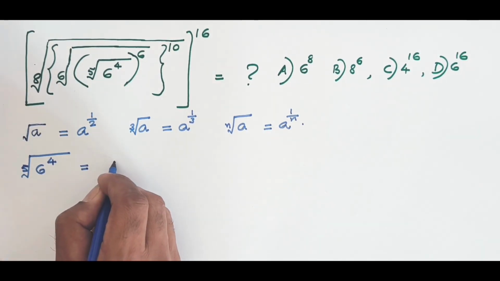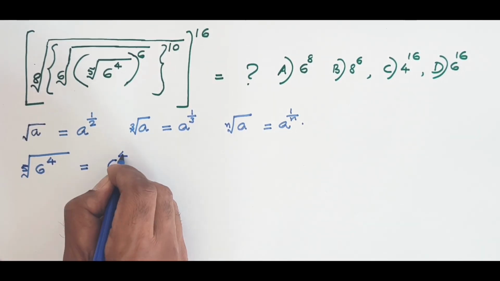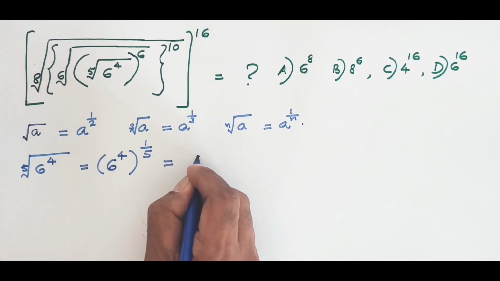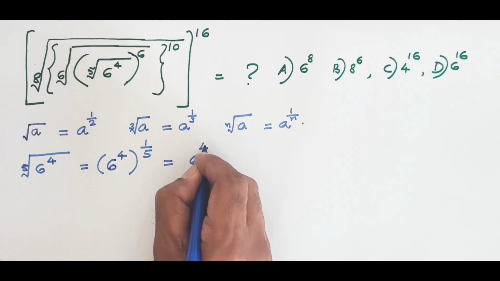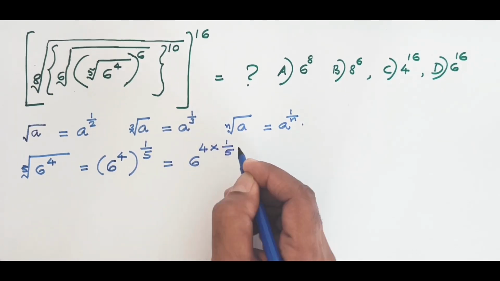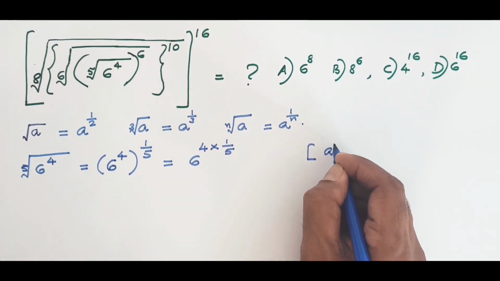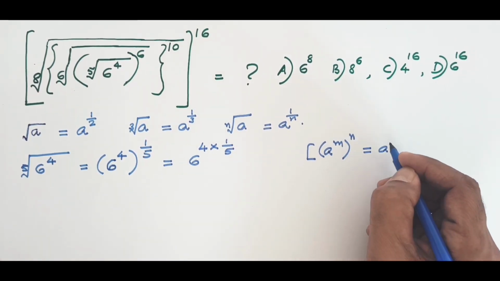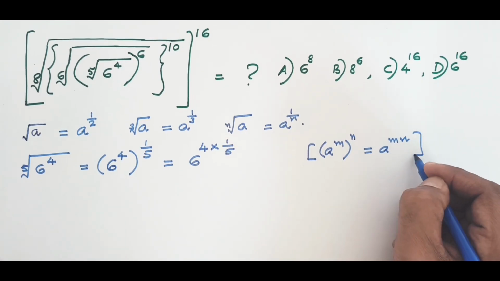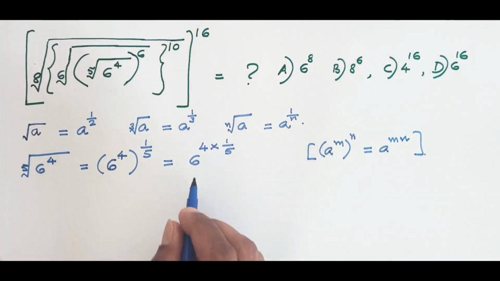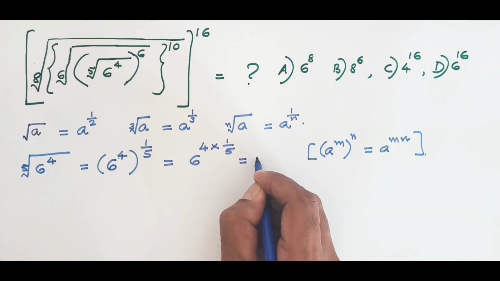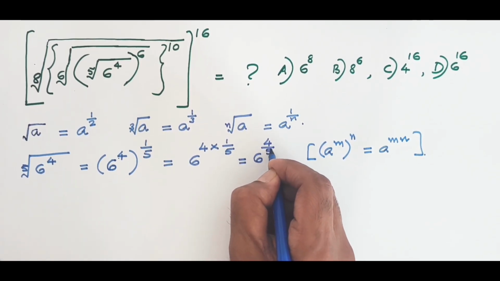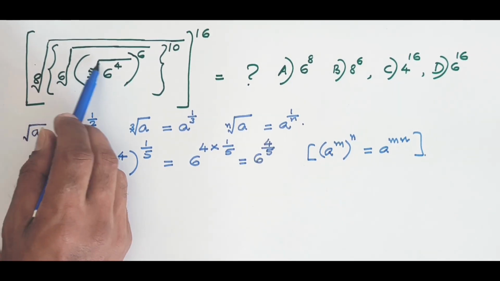So using this result, you get 6 to the power of 4, the whole to the power of 1 over 5. This you can further simplify like this: 4 multiplied by 1 over 5. This is based on this simple law of index. A to the power of m, the whole to the power of n is a to the power of m multiplied by n. You can compare this to this result. And this on further simplifying, you have 6 to the power of 4 divided by 5. So we have simplified this.